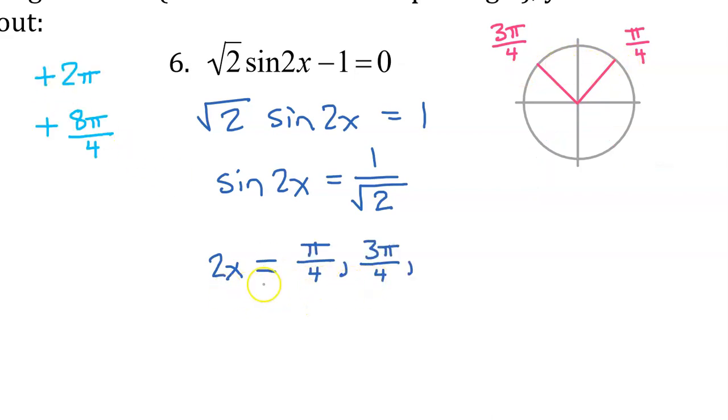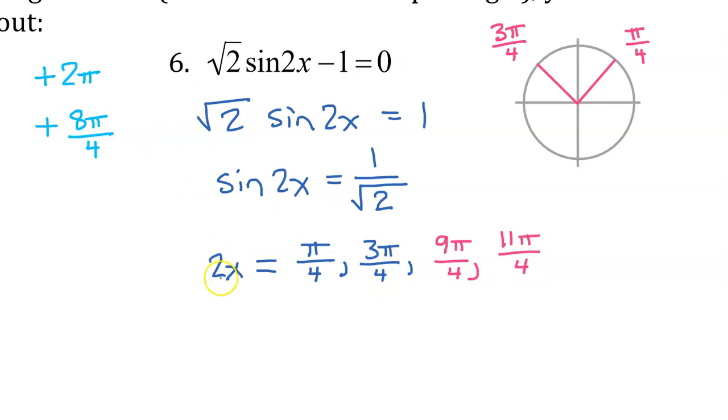So this is our first set of solutions. The 2x tells us that we will probably need 2 sets of solutions. We can find the other set by adding 2 pi to both of these values. In other words, let's add 8 pi over 4. 8 pi over 4 plus 1 pi over 4 is 9 pi over 4. And 3 pi over 4 plus 8 pi over 4 is 11 pi over 4.